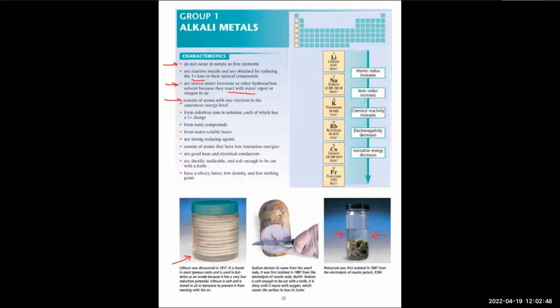It says that it consists of atoms with 1 electron in the outermost level. This is very important, okay? Because you know what this means. 1 electron in the outermost energy level. This is what we used to do in the electron configuration. So if you do the electron configuration of all of these elements, you will see that they have only 1 electron in the outermost level.